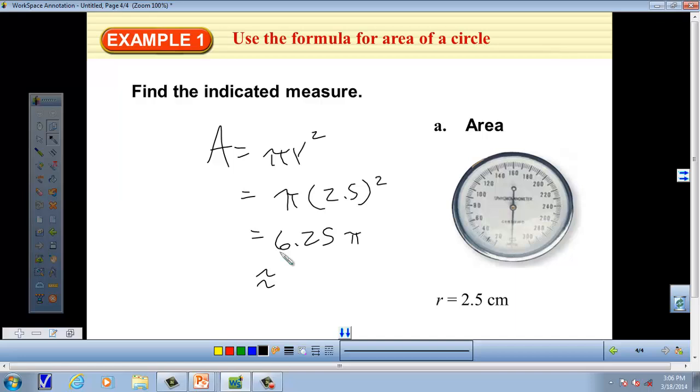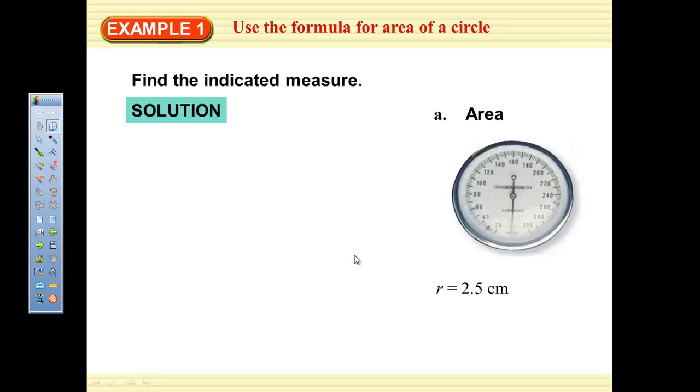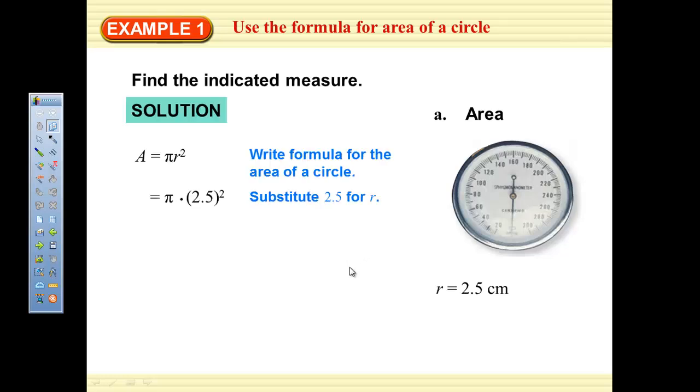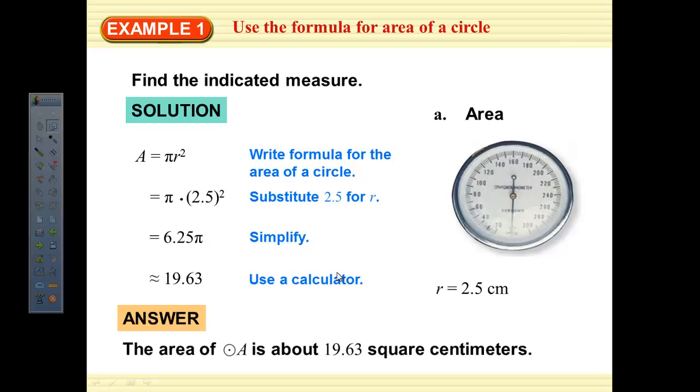6.25 times pi gives us 19.63 if we round. So it would be 19.63 square centimeters. Okay? So again, 19.63 square centimeters.